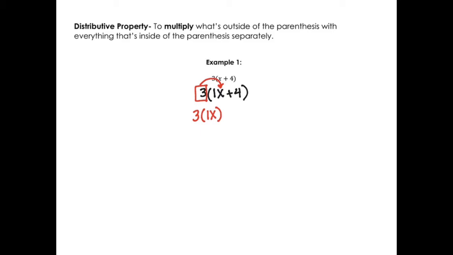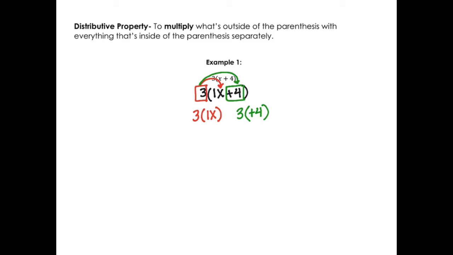Now I'm going to separately take this 3 and I am now going to distribute it or multiply it with this positive 4 that I have here. So now I have 3 multiplied with positive 4. And usually when we have a positive number, we don't have to write the plus sign, but I'm writing it there so that we know that it's a positive number and not a negative one.